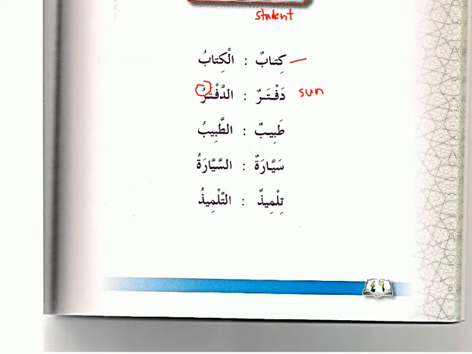Ad-daftaru. So that's the sun letter. What about tabibun? Tabibun. What happens when you try to make it definite, when you add an al? At-tabibu. Good, at-tabibu. I'll circle it. This da was also a sun letter. This ta was also a sun letter. At-tabibu. Good, mashallah. So just make sure you have that last haraka right.